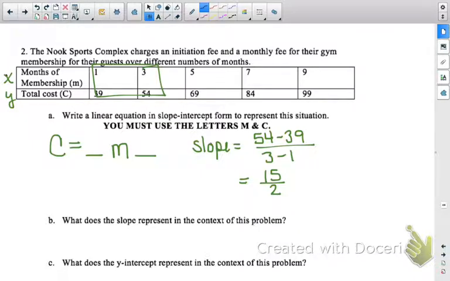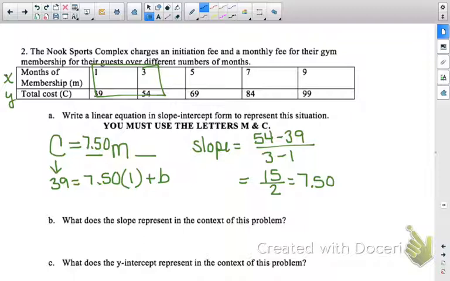We could change it to a decimal because it might make a little more sense in the context of this problem. So that would be 7.50. And I'm saying it like that because I believe there's money involved in this problem, so it'll help me interpret it in a moment. So I still need my b value. So again, I'm going to use one of my ordered pairs to get my b value. I'm going to plug in for c, which would be, I'm going to use 39. So 39 is equal to 7.50 times the number of months, 1, plus b. Now solving this will result in my y-intercept.